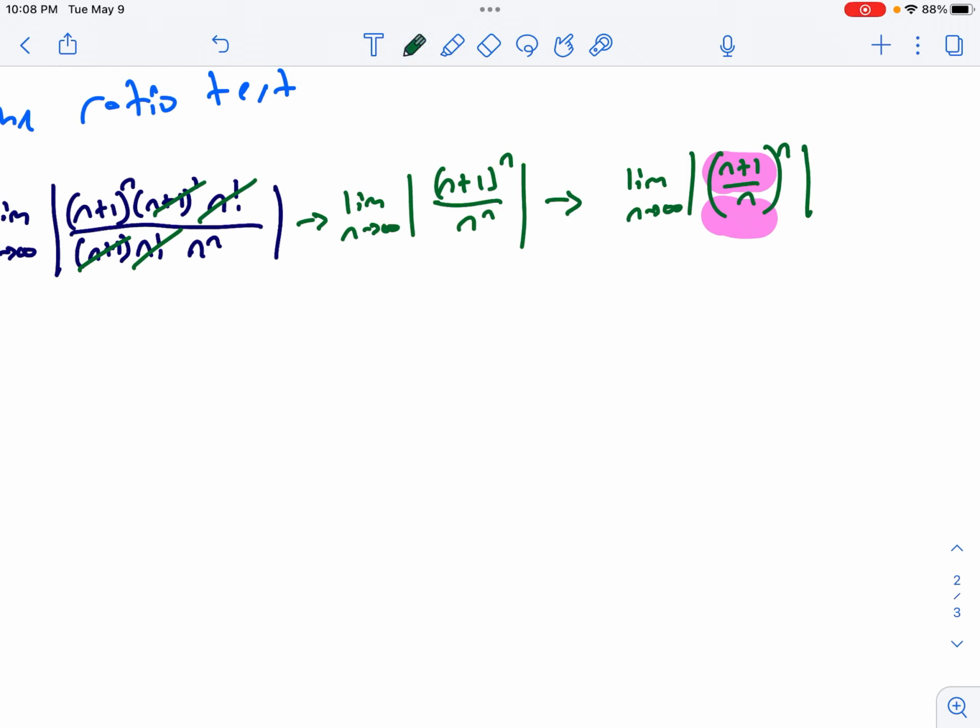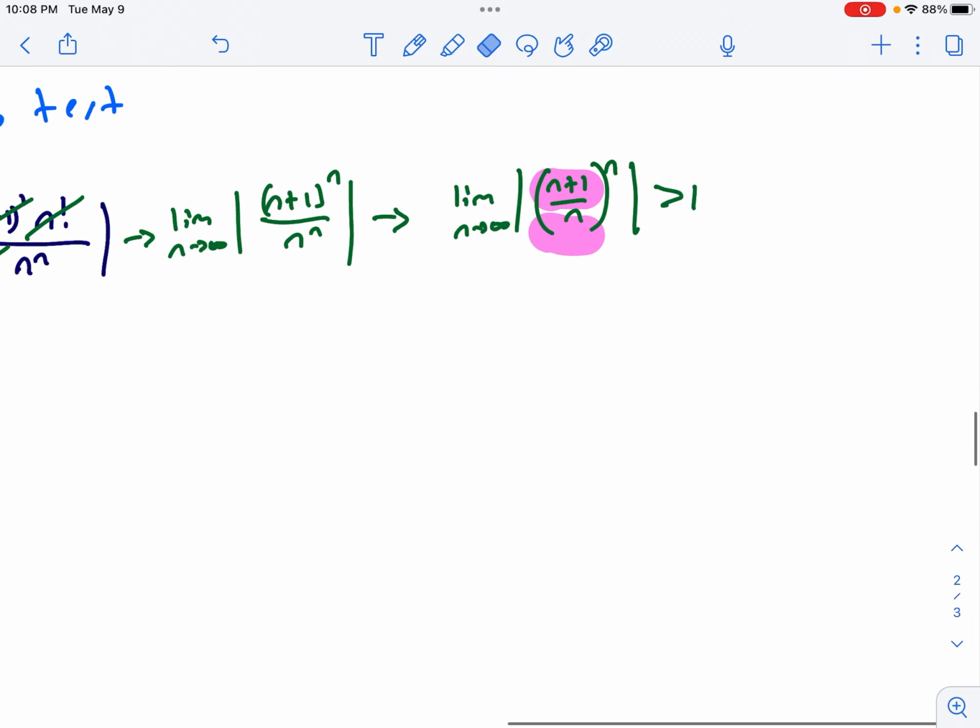If you think about fractions with the top number always bigger than the bottom, 5 over 4, 7 over 6, 1,000 over 999, all of those are already greater than 1. Then if you raise them to a power, it's just going to make that even bigger to some degree. So what I can say for sure is that this is going to be greater than 1.